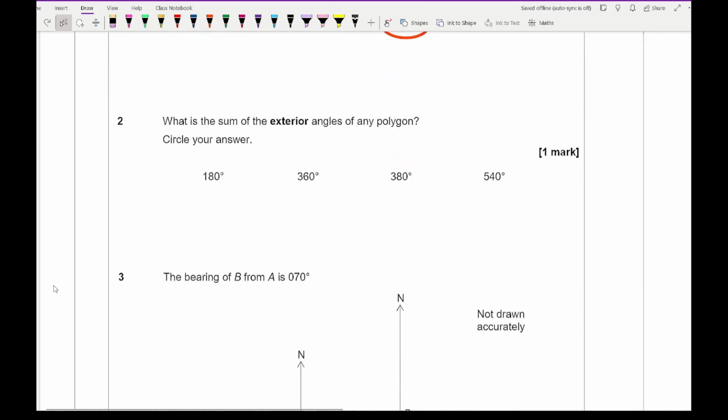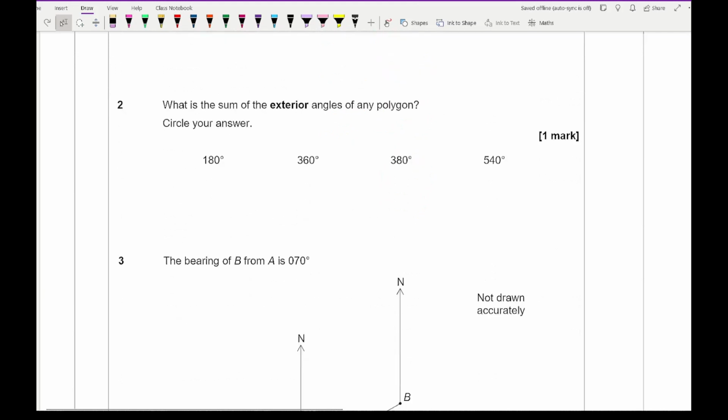Now in the next question it then says, what is the sum of exterior angles of any polygon? Circle your answer. Well, that one's just a maths fact, and that's going to be 360.